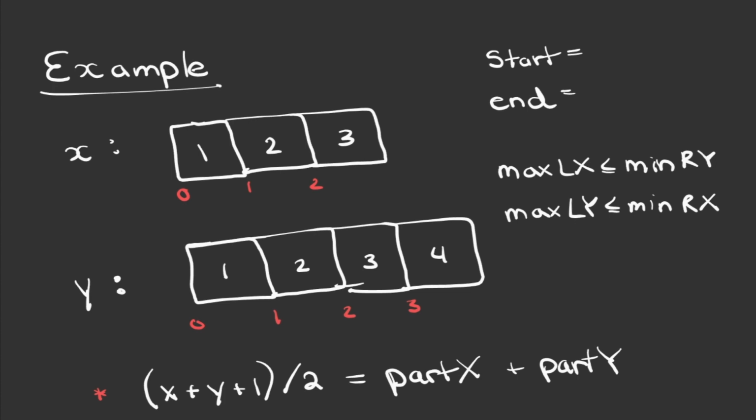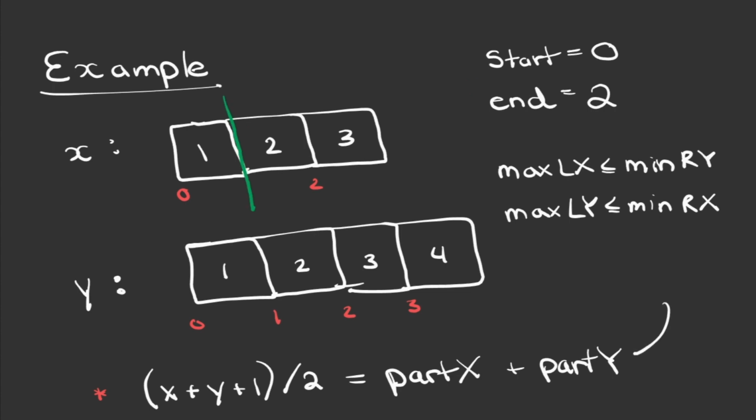So we can start with the binary search on the first array, and in this case it's x. If we're performing binary search, it should just be the start, which is the leftmost value, so 0, and the end, which is the rightmost value, which is 2 in this case. Then we can add these two values together and divide by 2 to get where the binary search will start. So in this case, 0 plus 2 divided by 2 is equal to 1. So we create a partition at 1.